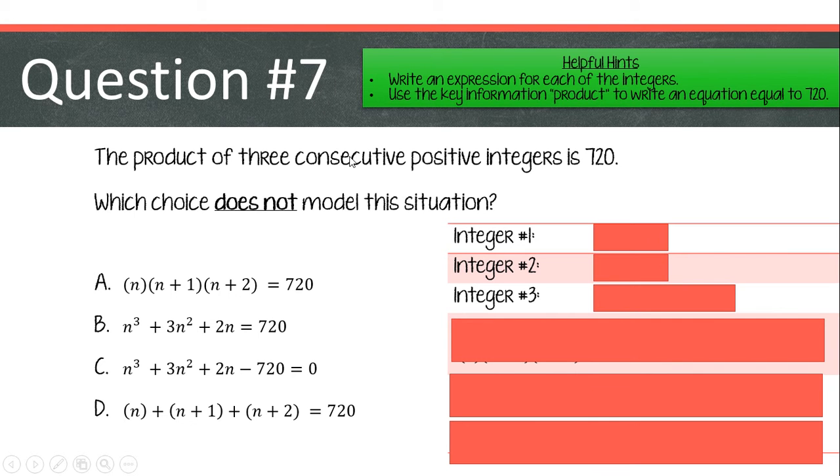Question 7. The product of three consecutive positive integers is 720. Which choice does not model the situation? So some helpful hints. We want to write an expression for each of the integers. So I have that right here.